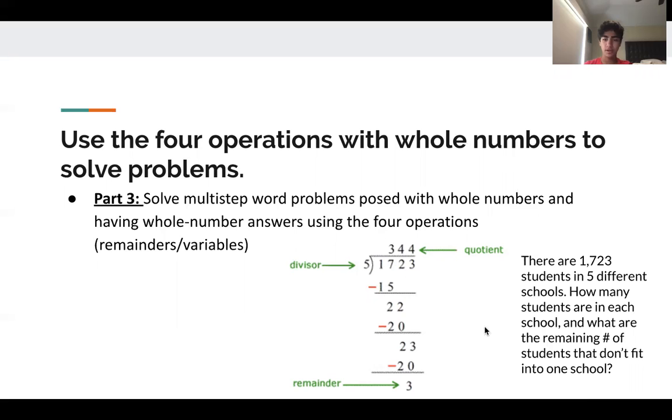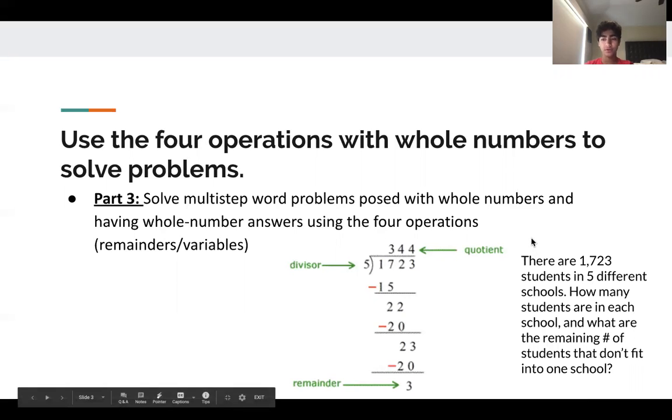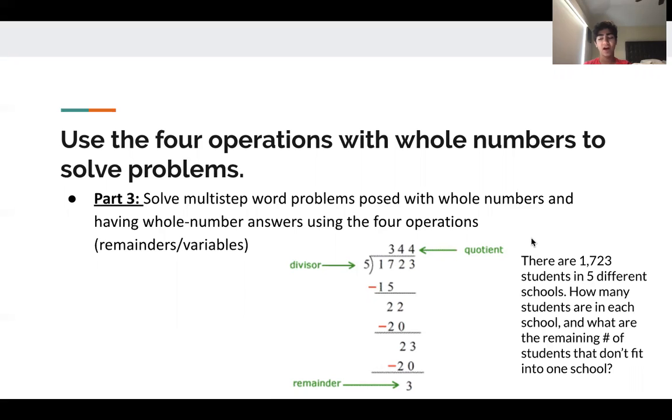The word problem, as you can see right here, reads, there are 1,723 students in 5 different schools. How many students are in each school, and what are the remaining number of students that don't fit into one of the schools? Okay, well, let's do 5 into 1,723. As you know, you ask yourself, how many times does the divisor 5 go into 17? Okay, well, it goes in 3 times, and it's minus 15 to give you 2. You drop the 2, and 5 goes into 22 4 times, okay? 5 times 4 is 20. Drop the 20 down here, subtract it, you get 2. Go ahead and drop the 3.